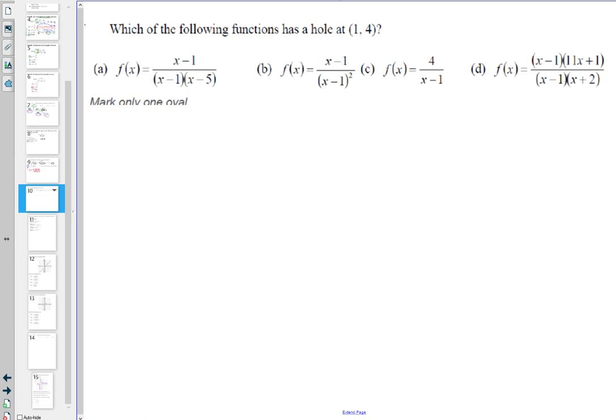Which of the following fractions has a hole at 1/4? Okay, there's the next one. So we have to have a hole, and it would have to be at 1/4. I know it can't be C, just because C doesn't even have a hole. In order to have a hole, you have to have factors that cancel.